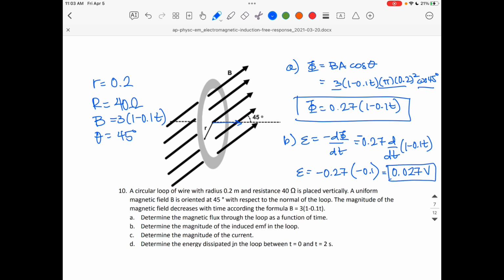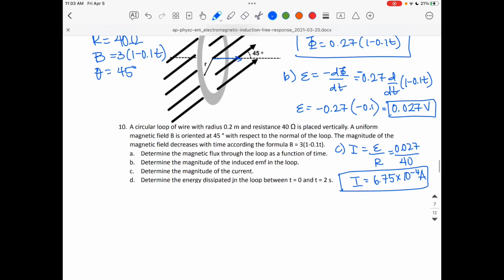C is to determine the magnitude of the current. So here we've got current is equal to EMF over R. Luckily, those are values that we can just plug into our calculator. And the current is going to be 6.75 times 10 to the negative 4 amps.